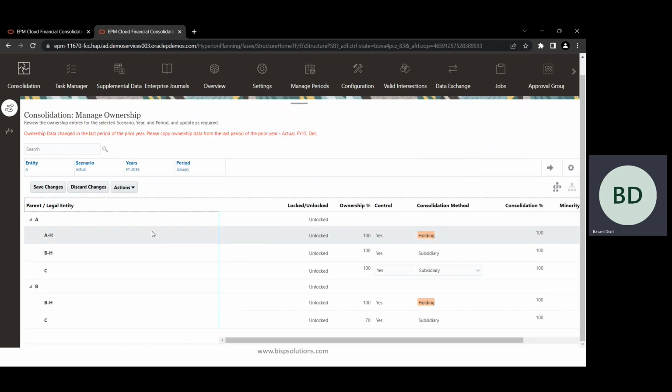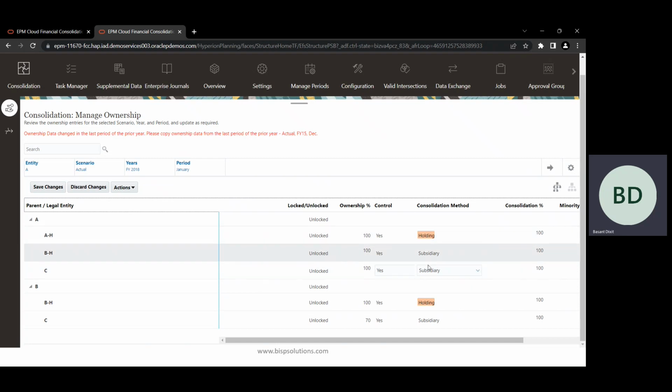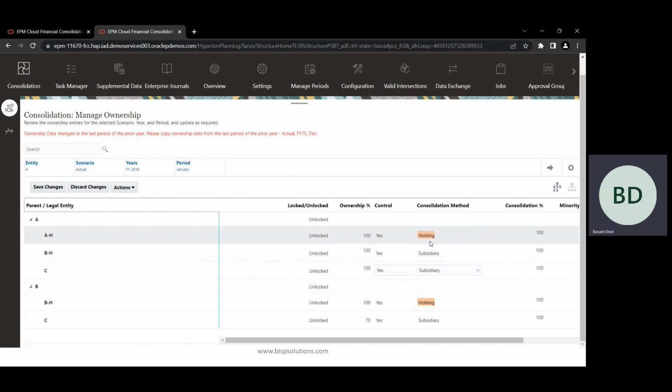Because the document says that in a particular hierarchy, when a parent is there, only one child can be the holding in that particular hierarchy. That is why we cannot make two holdings in these three entities. We can only make one holding as an entity.